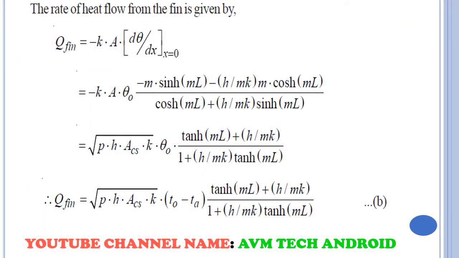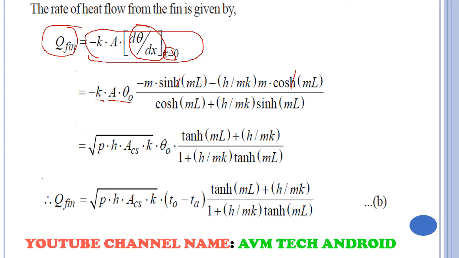Now our second task is to find the Q value, that is the amount of heat transfer through the fin. According to Fourier's law, Q fin equals minus kA d theta by dx at x equals 0. We have to put the value of d theta by dx and put x equals 0. So we will get minus kA theta 0 into minus m sinh m(L minus x) minus h divided by mk into m cosh mL, divided by cosh mL plus h upon mk into sinh mL.